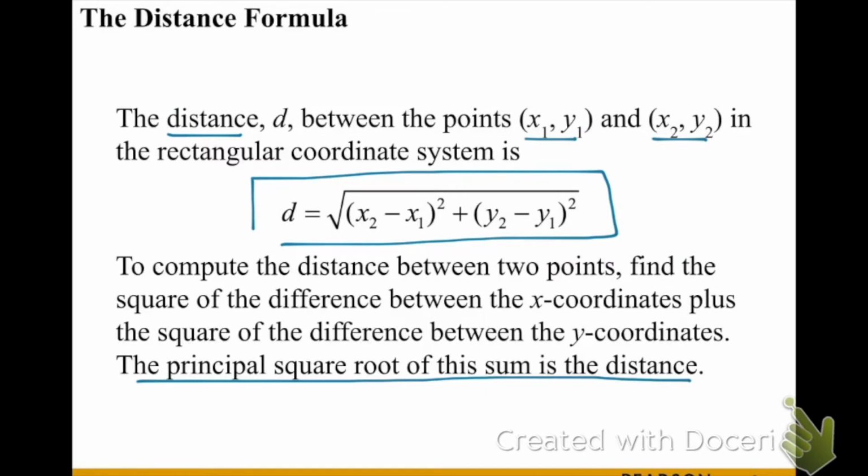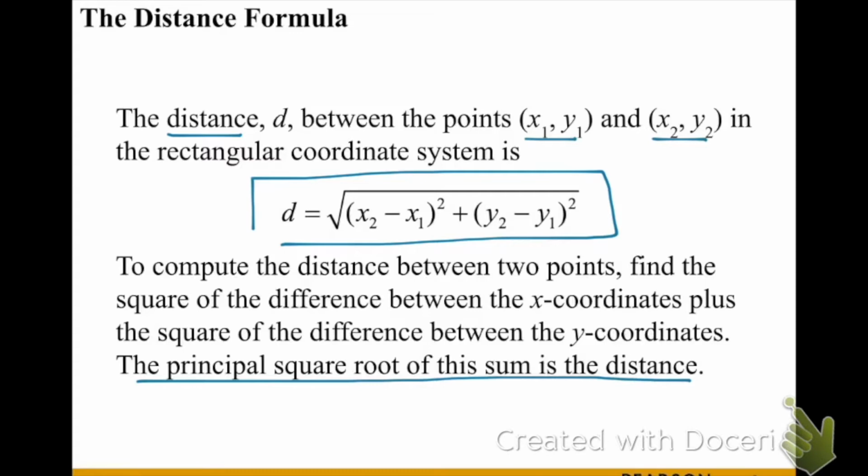The first one that we're going to talk about is the distance formula. The distance d between the points (x1, y1) and (x2, y2) in the rectangular coordinate system can be found by using the formula: the square root of the difference of the x's squared plus the difference of the y's squared. In this case, we always take the principal square root of the sum as the distance.